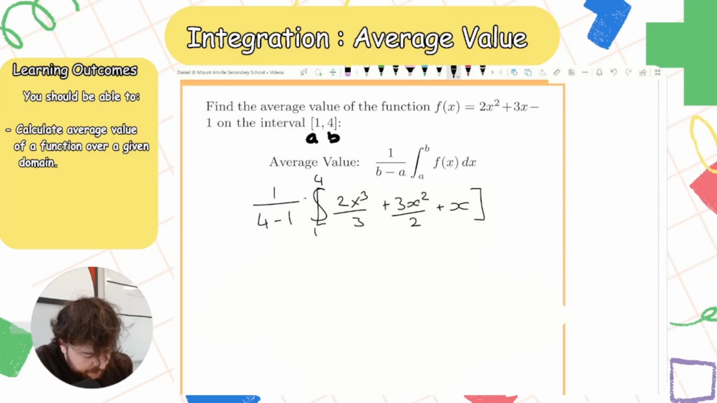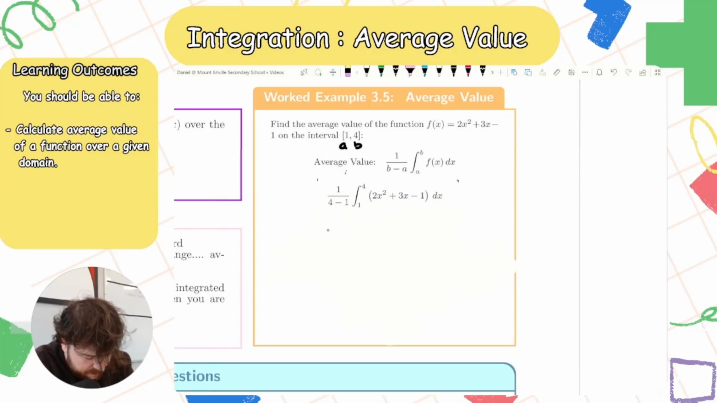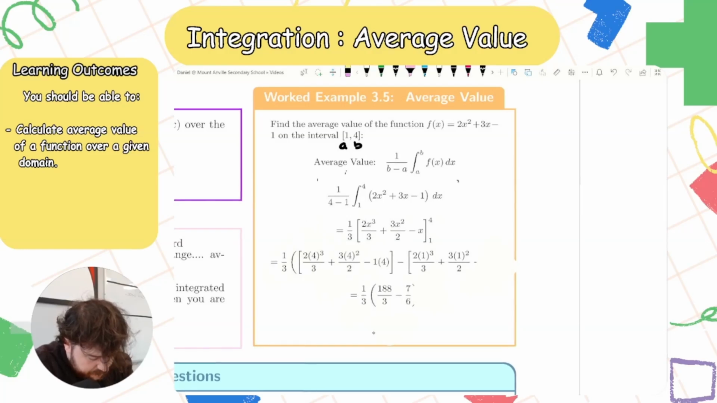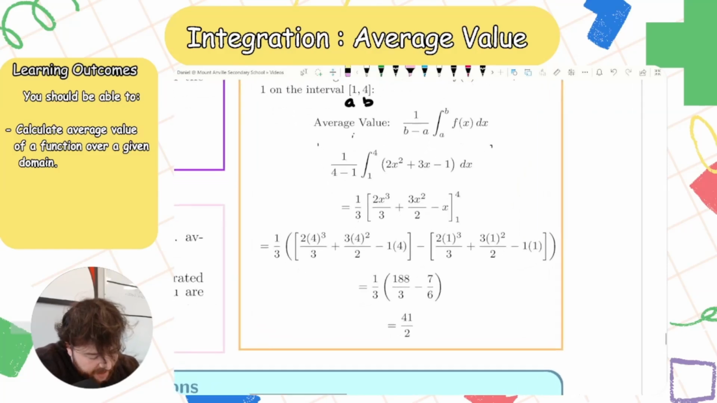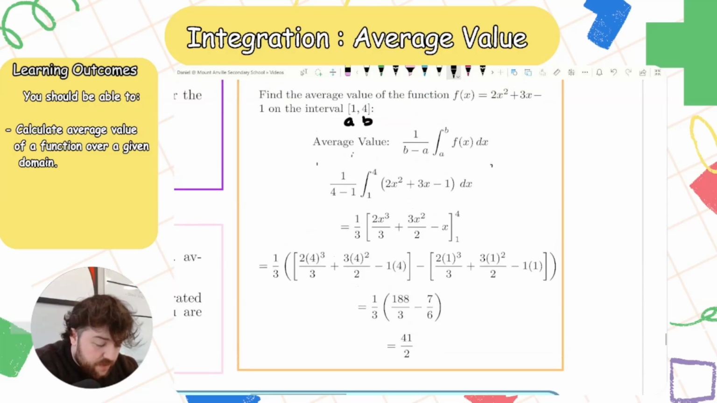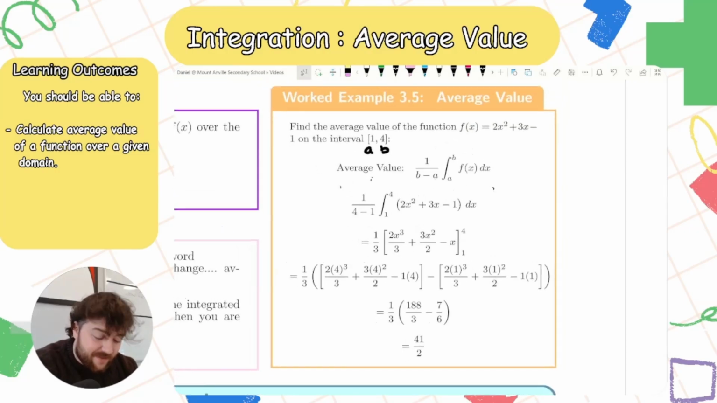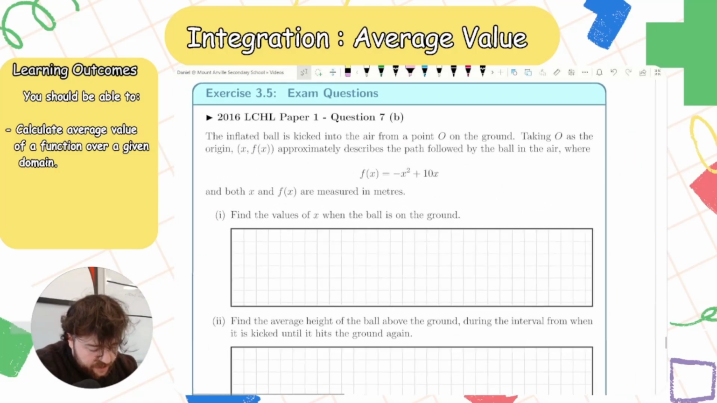Let's see what this is. When you integrate that between 4 and 1, you're going to get 188 over 3 minus 7 over 6. Then when you multiply it by a third, you get 41 over 2. So the average value of this function was 41 over 2, and that's essentially what average value is. Let's do some exam questions.